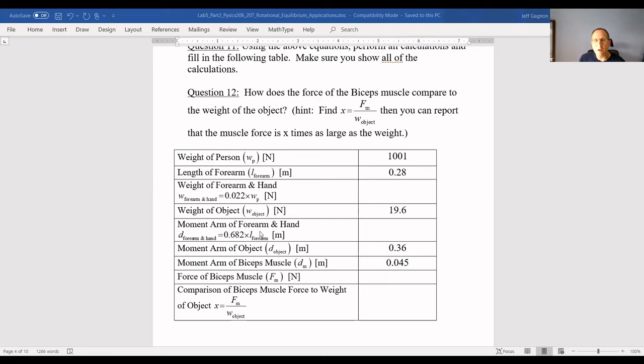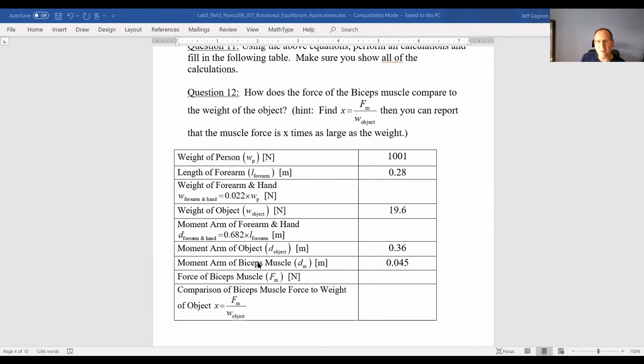To find the moment arm of the forearm and hand, this again was cadaver data. It turns out it was 68.2% of the length of the forearm. Remember, we measured the length of the forearm to be 0.28 meters. So if we do 0.682 times that value, that's going to be the moment arm of the forearm and hand. The moment arm of the object, I just measured from the elbow joint to the object in their hand that they were holding. And that turns out to be 0.36 meters. This is not easy to get, because you could maybe do it if you had X-ray data, but it's going to vary with subjects.